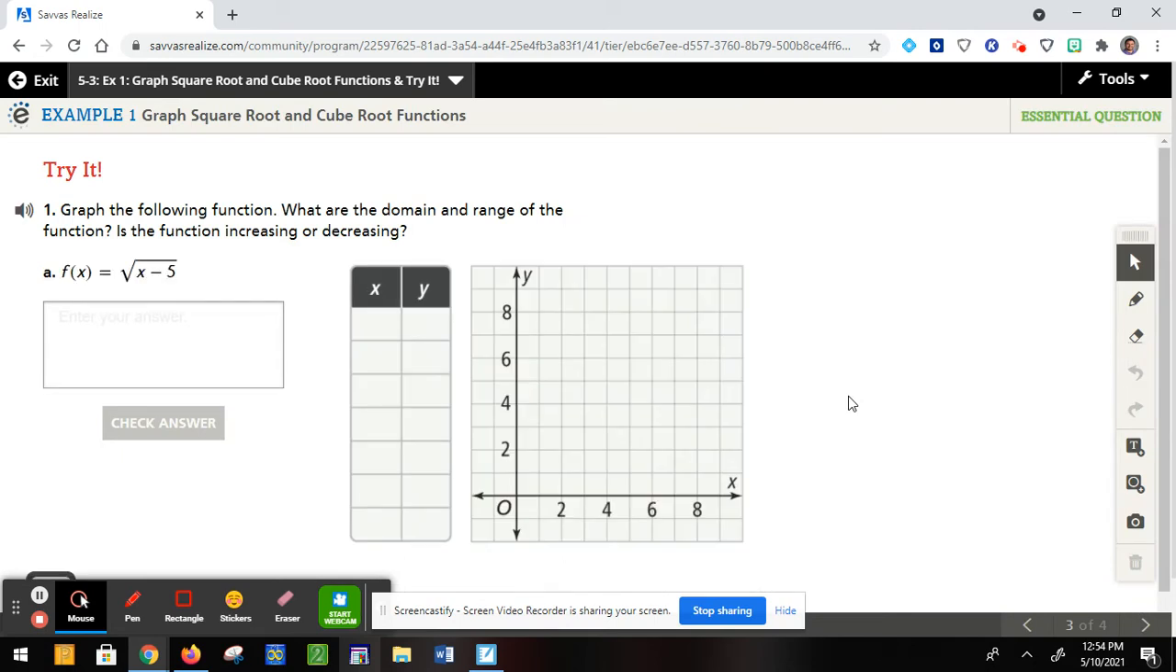All right, we have two you try it questions, so pause here, give this one a try, and then come back and check, and then we'll do the same for the second you try it question.